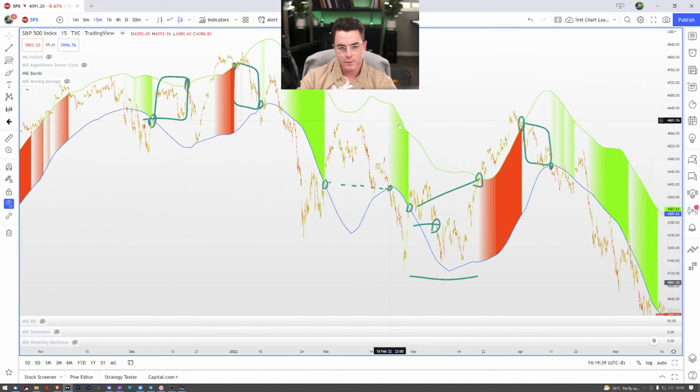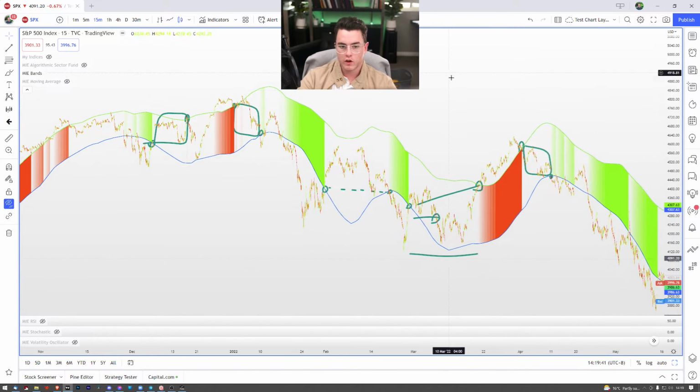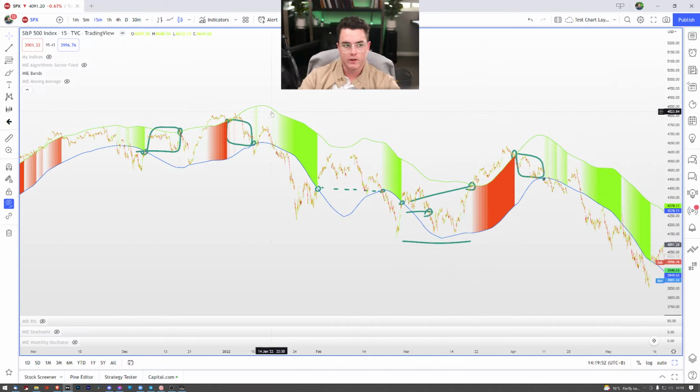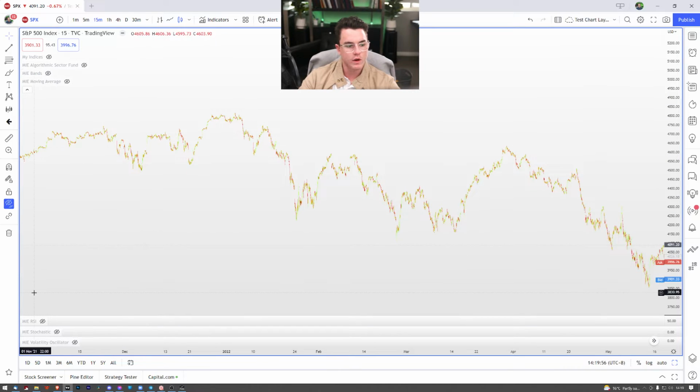So again, this is identifying longer term trades where you can get in as well as get out and secure some profits. Obviously not perfect. All of these are a work in progress. I'm working on all of them pretty much every single day. But yeah, so that's one of the other ones I'm working on. Let's go ahead and move on to the next one now.